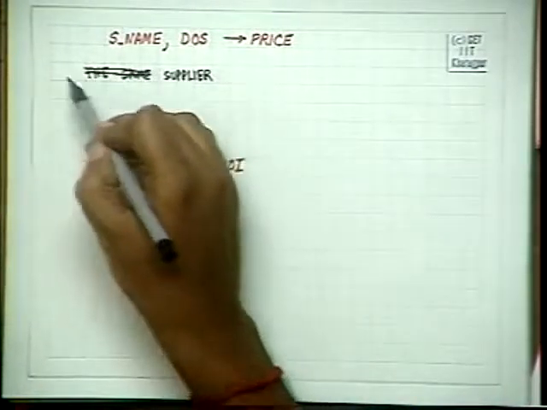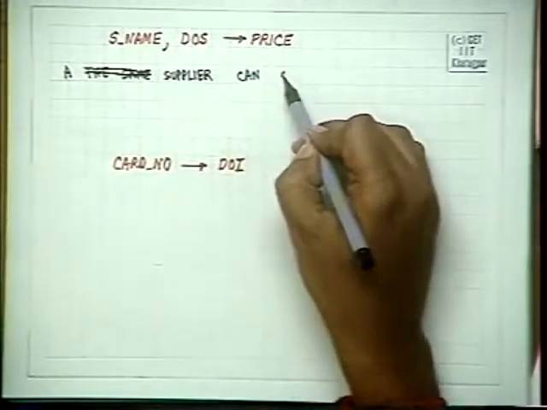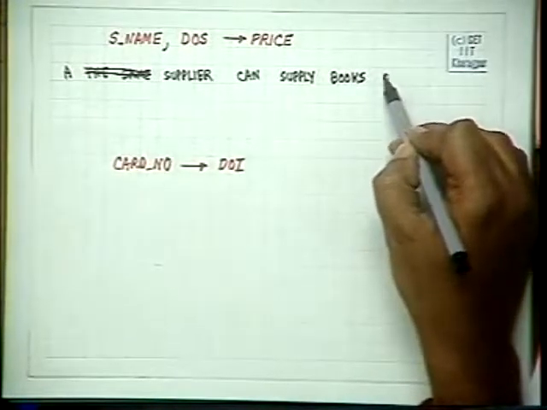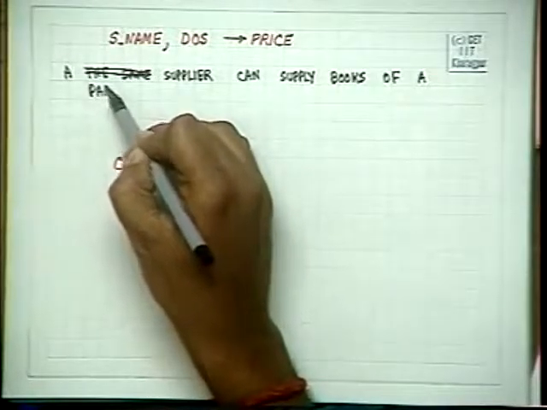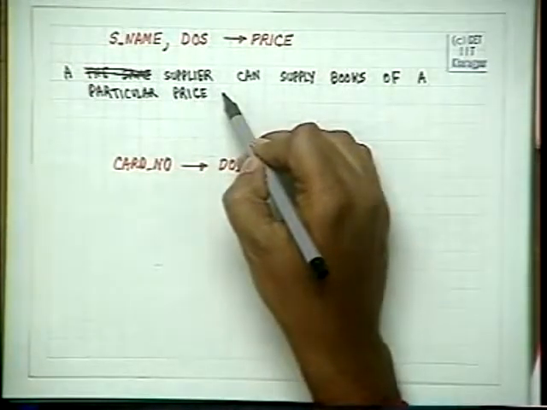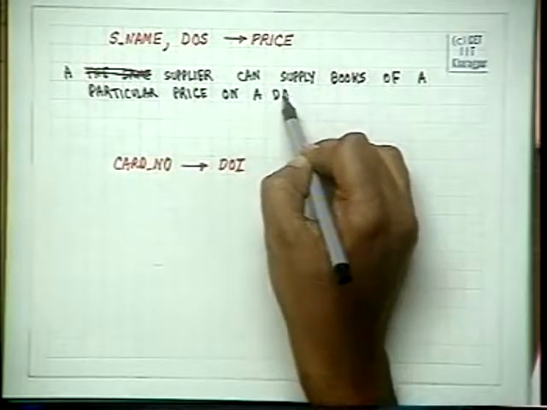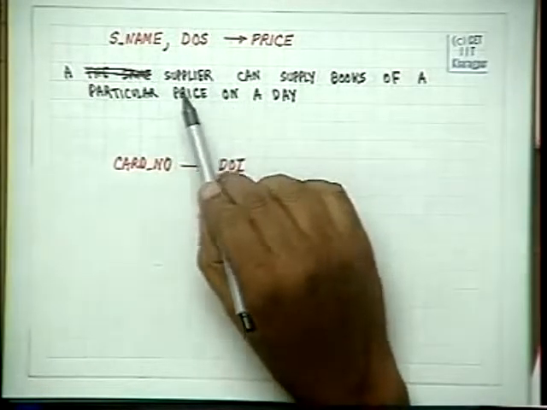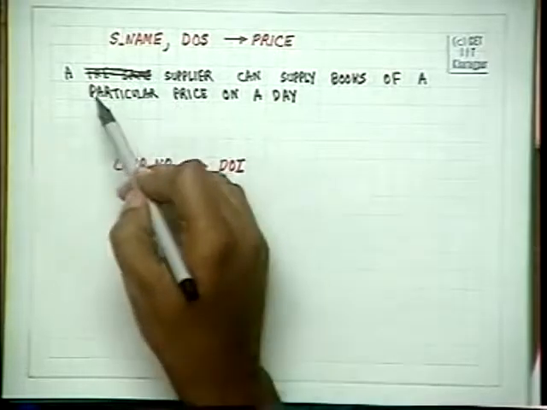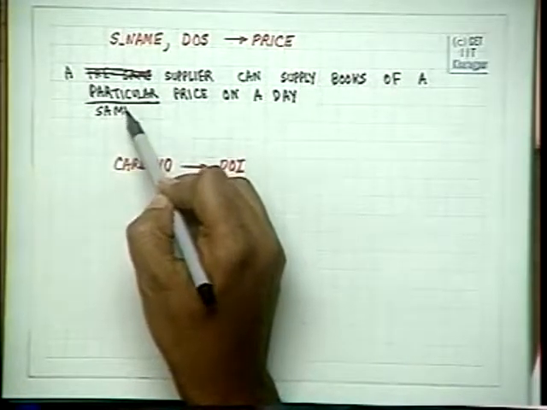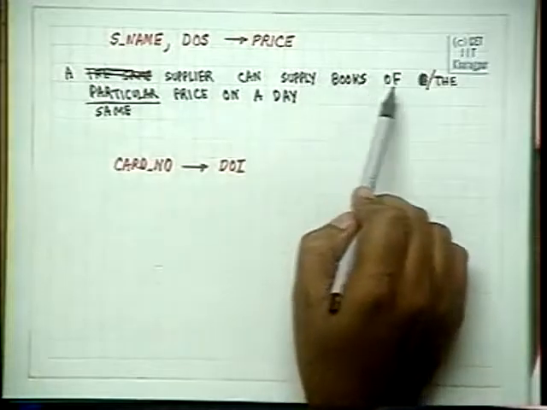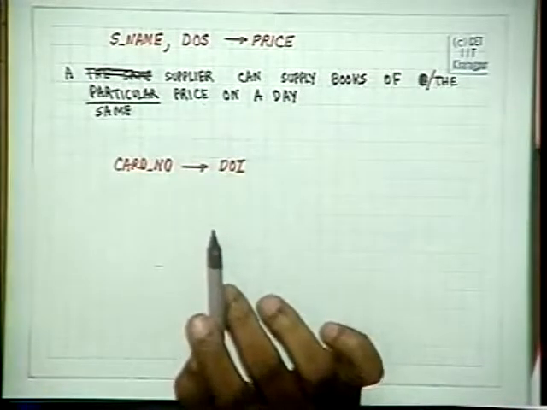So, this means that a supplier can supply books of a particular price on a day. That is what it means. In a particular day, a supplier can supply any number of books, but they must be of the same price. Of a particular here means same price. It can be read better this way: a supplier can supply books of the same price on a day. That is the constraint.